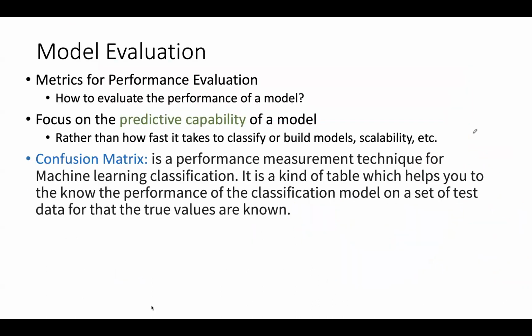Again, we're going to look at how to individually look at the metrics for classification performance. How do we evaluate the performance of a model, right? Our emphasis here is on the predictive capability of a model. And to do this, we're going to use something called a confusion matrix. A confusion matrix essentially is just a table, or in our case here, a performance measurement technique for machine learning classification, right?